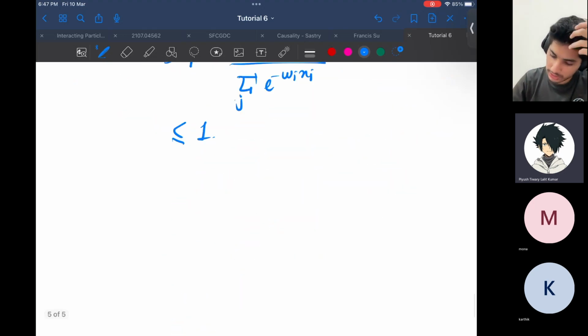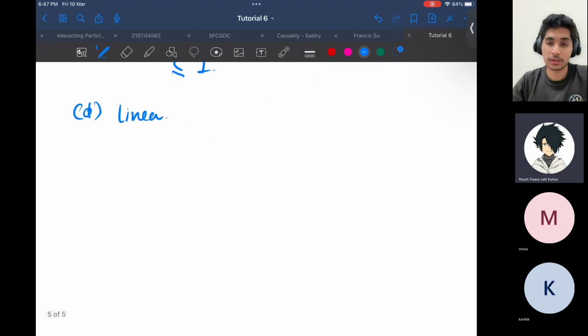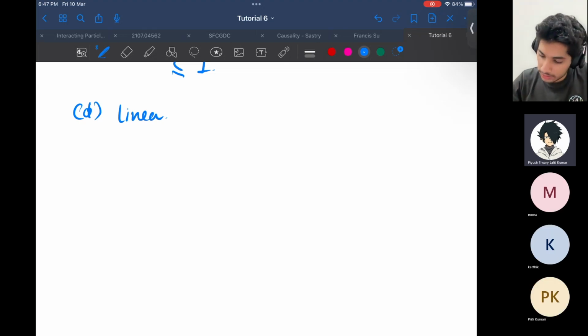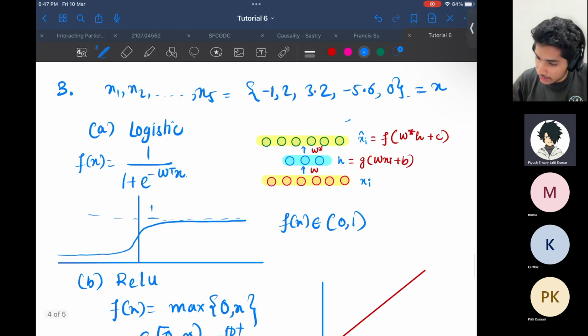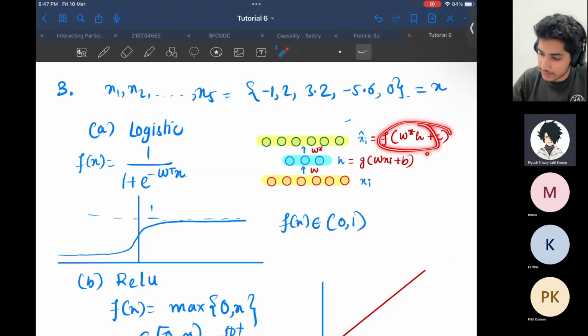What is the last option? The last option is linear. So what is linear? Linear says that f of x is some wx. Well, here I had some f, so here f of x is wx. Let me write this down.